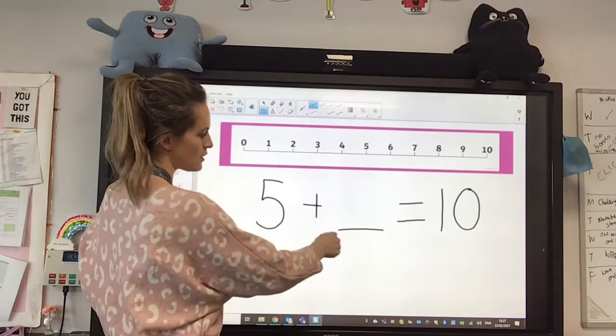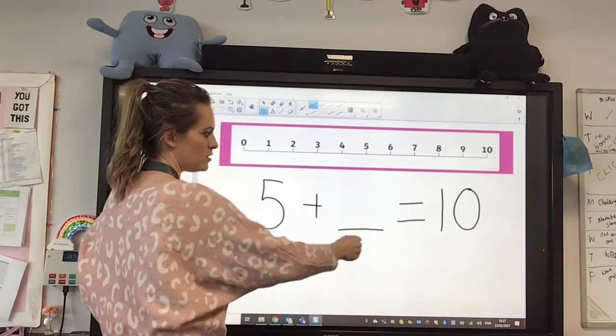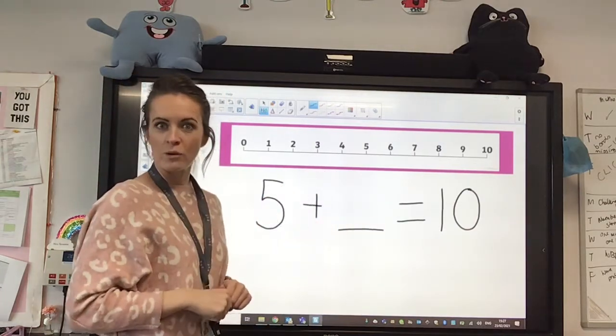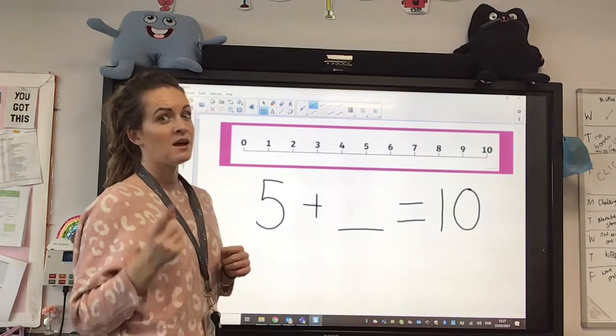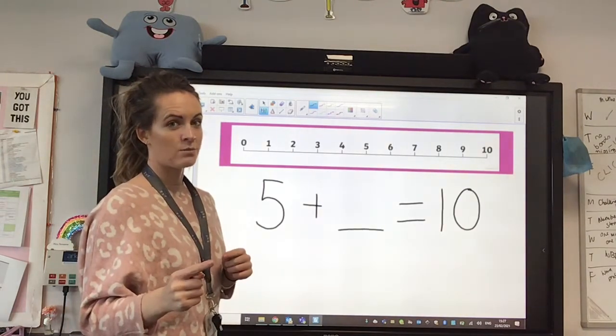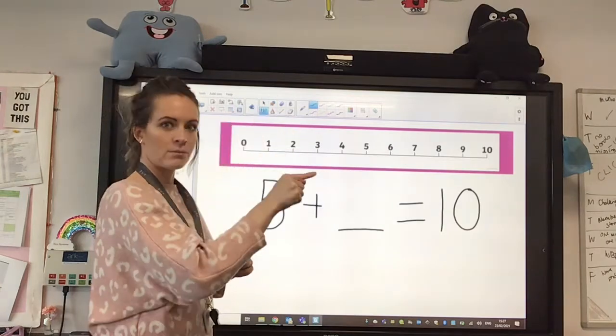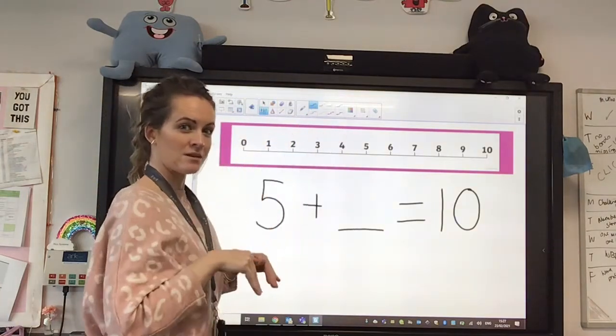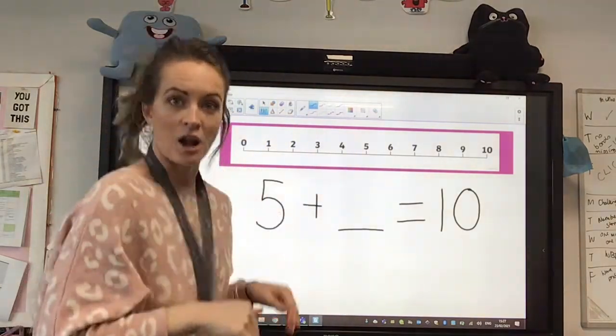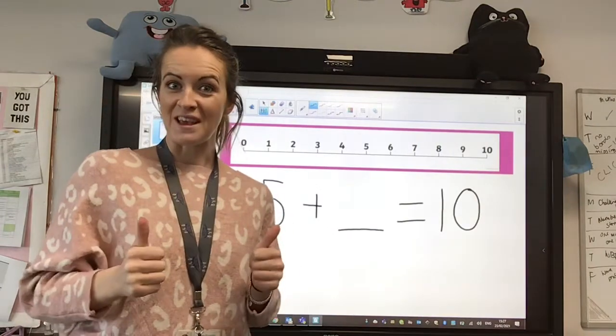So we've got to find out what this number is and what we are missing. And we're going to use our number line to help us, okay? And we're going to be doing something called jumps, a bit like a rabbit. So we're going to be jumping along our number line. Do you think you can help me?